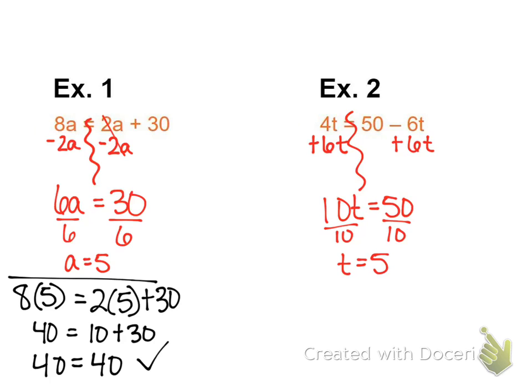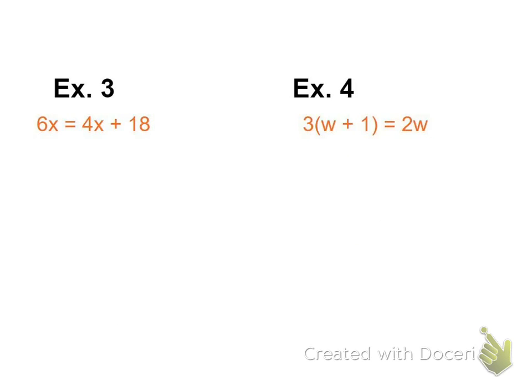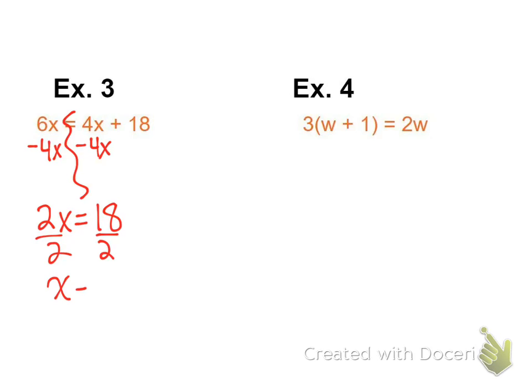You subtract 4x from both sides. Good. We got to get all the x's together. Subtract 4x on both sides. That leaves me with what? 2x equals? 18. Last step. Divided by 2. X equals 9. All right, number 4 is a little bit different.